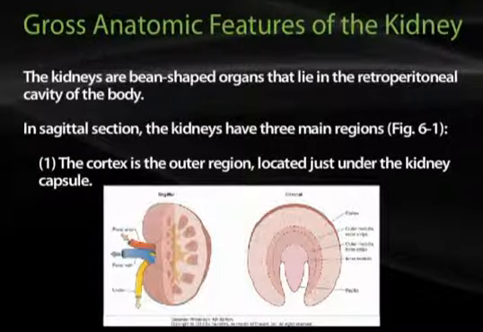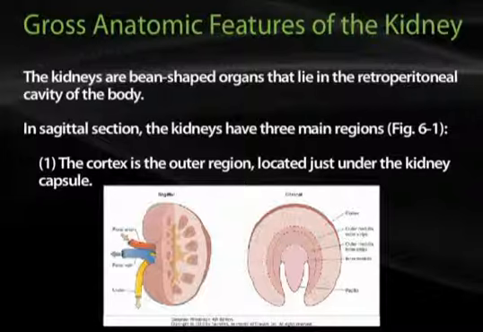Renal Physiology Section 1, Anatomy and Blood Supply. The kidneys are bean-shaped organs that lie in the retroperitoneal cavity of the body. In sagittal section, the kidneys have three main regions, as seen in Figure 6-1 on page 236 of the Costanzo text.